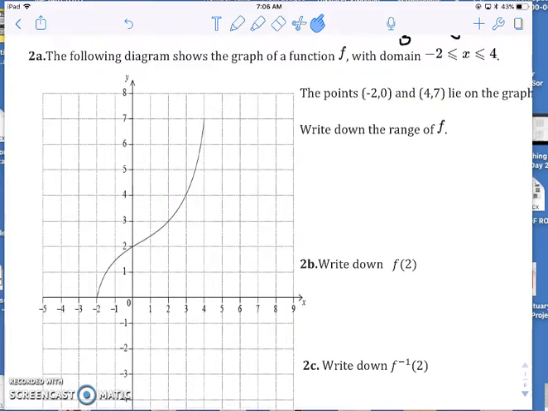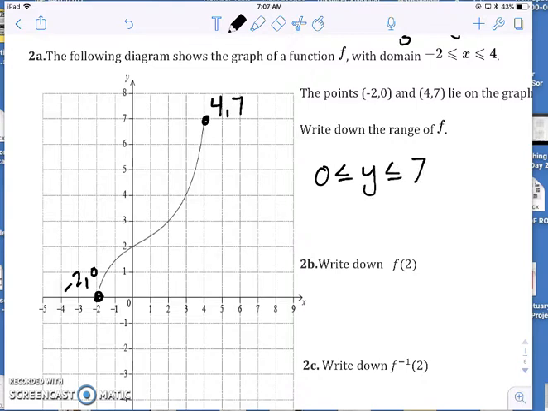So the second one here, the following shows a diagram of the graph of f with domain from negative 2 less than or equal to x less than or equal to 4. The points negative 2, 0 lie on the graph. Okay, so negative 2, 0, and the point 4, 7. Write down the range. Well, our range, our y values, so our smallest one is 0 is less than or equal to y is less than or equal to 7.